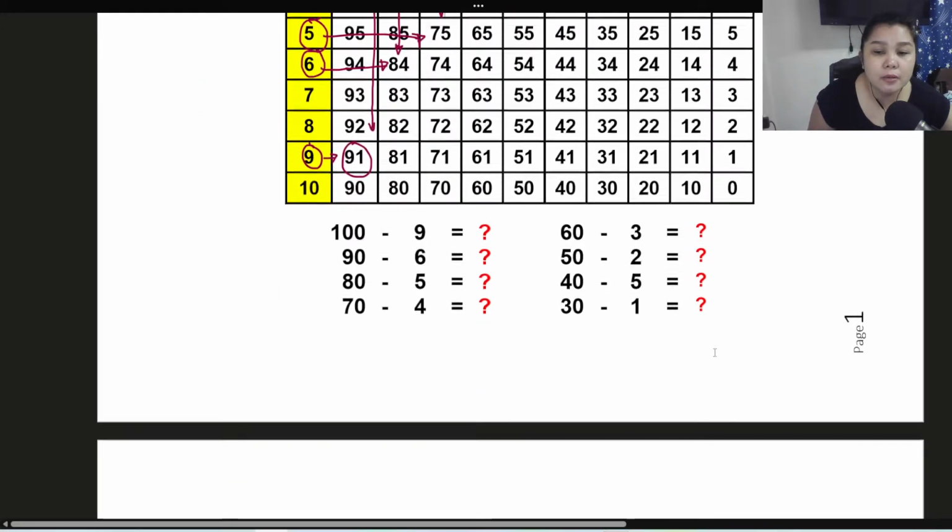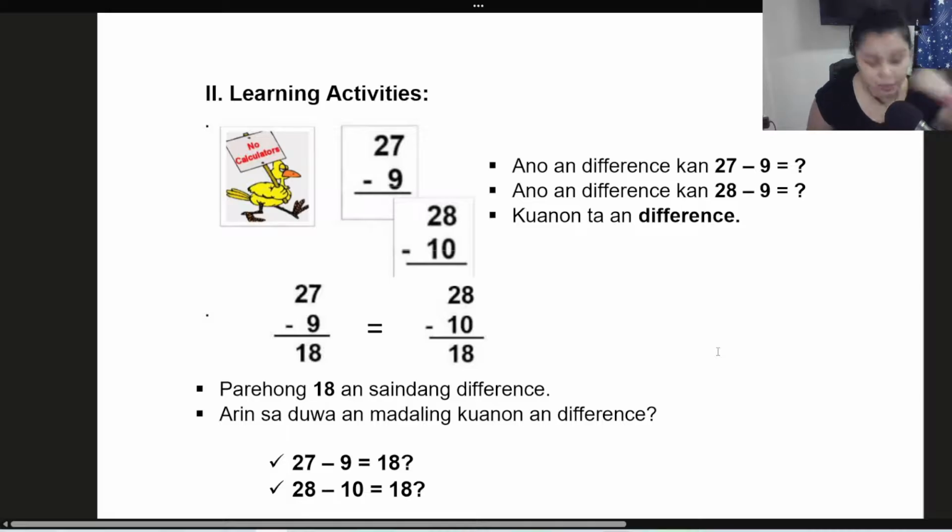Okay. Now, let's have the learning activities. What is the difference of 27 minus 9? What is the difference of 28 minus 9? The problem with two-digit numbers, like 27 minus 9, is that 7 minus 9 is not possible. So automatically you have to borrow, and 1 will be left here. That takes longer. So there are techniques that will be shown to you to make it easier, and eventually you can use them for mental math.